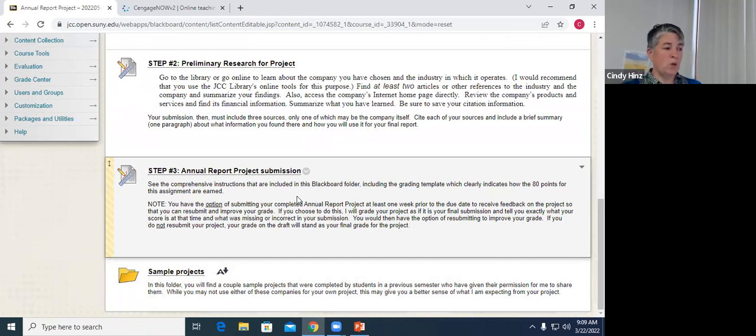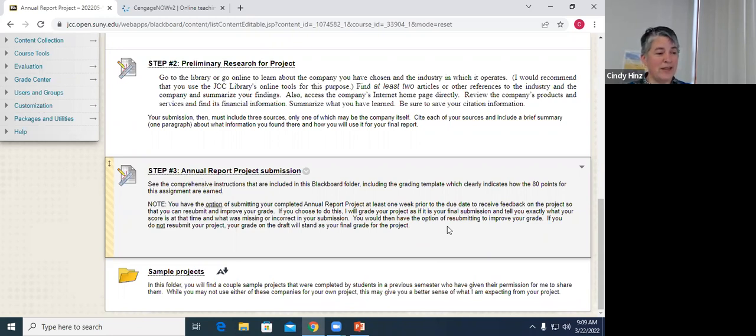So if you want to submit a draft, it's going to go in the same step 3 drop box here. And then if you choose to resubmit, you would put your second submission, your updated or revised submission, right in that same drop box. Presumably your grade would then go up, and that grade would just substitute in for the lower draft grade.